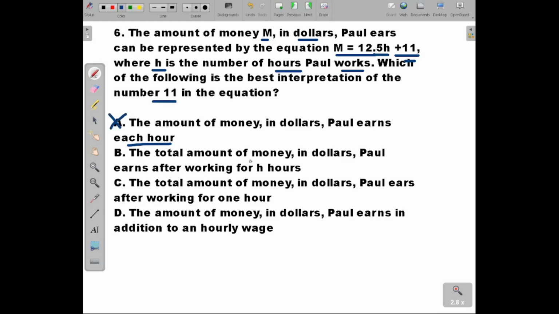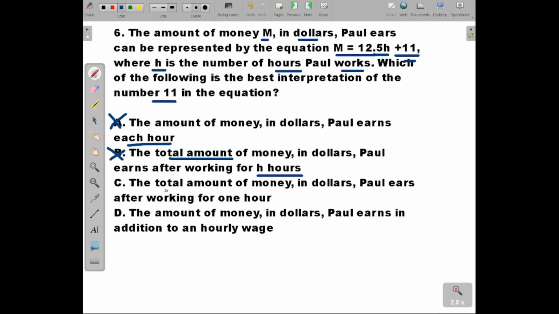B. The total amount of money in dollars Paul earns after working 8 hours. If we look at the equation or the text, there is no restriction or condition saying that he'll earn more money or less if he works a certain amount of hours. So it cannot be B.